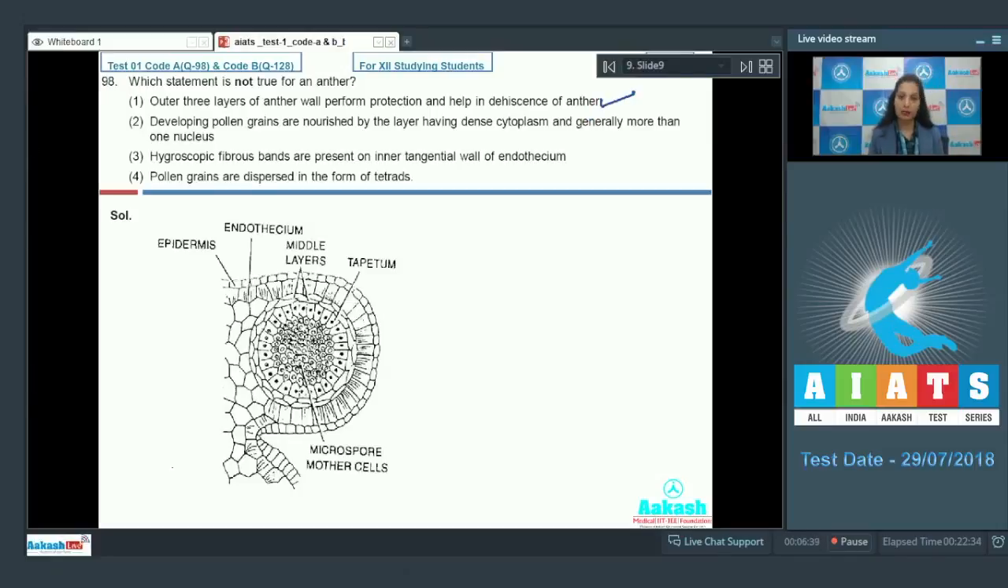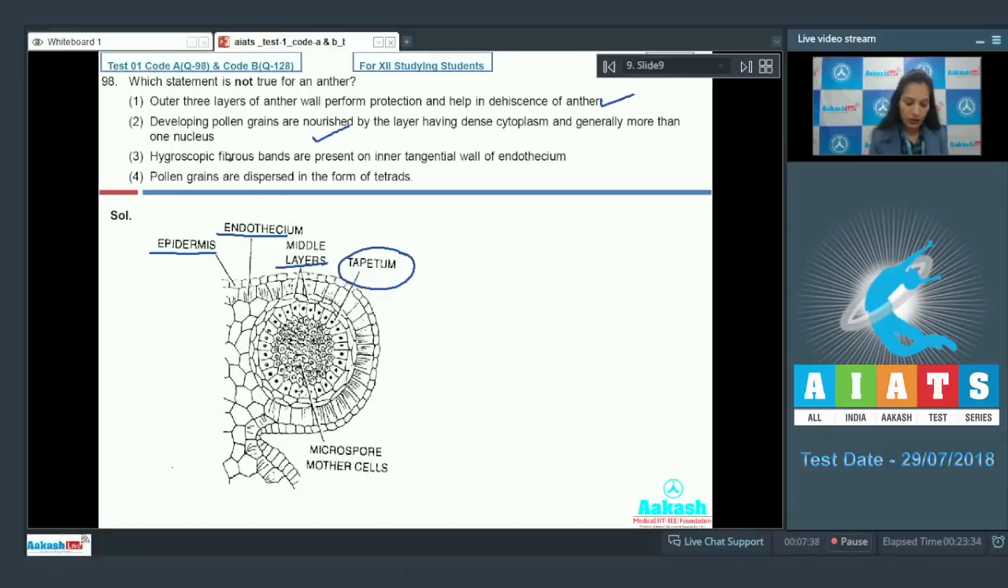It is a correct statement. As these 3 layers you can see here, epidermis, the outermost layer, endothecium, inner to it, and the middle layers inner to it. So epidermis, endothecium and middle layers. So these 3 layers, they help in dehiscence of anther. Next statement is, developing pollen grains are nourished by the layer having dense cytoplasm and more than one nucleus. It is also the correct statement, as it is talking about the tapetum. This tapetum is the innermost layer where the cells of tapetum have dense cytoplasm and generally more than one nucleus.